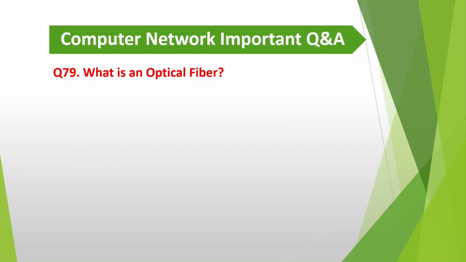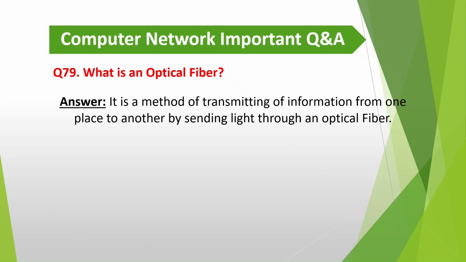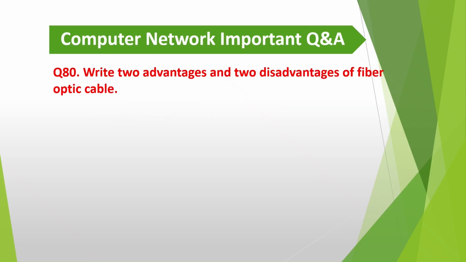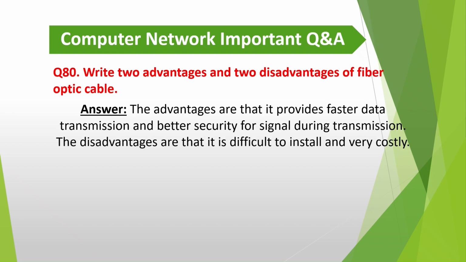Question 79. What is an optical fiber? Answer. It is a method of transmitting information from one place to another by sending light through an optical fiber. Question 80. Write 2 advantages and 2 disadvantages of fiber optic cable. Answer. The advantages are that it provides faster data transmission and better security for signal during transmission. The disadvantages are that it is difficult to install and very costly.